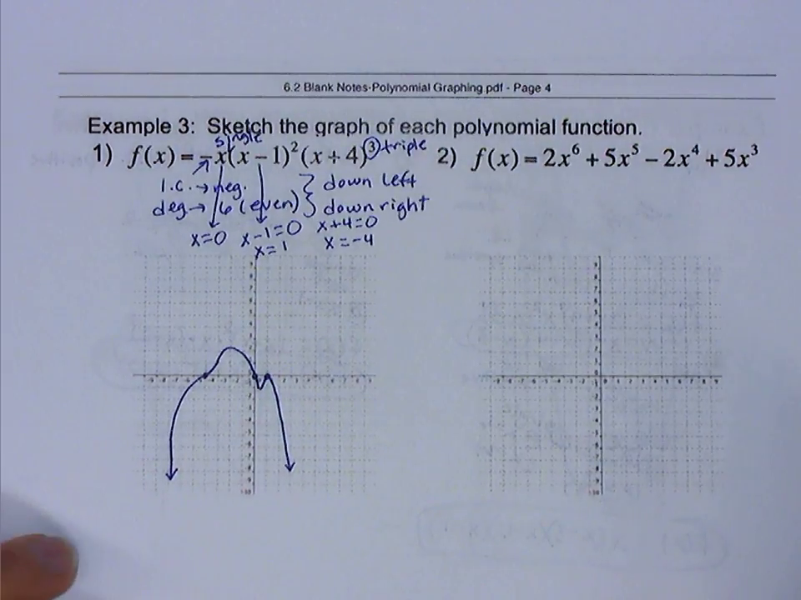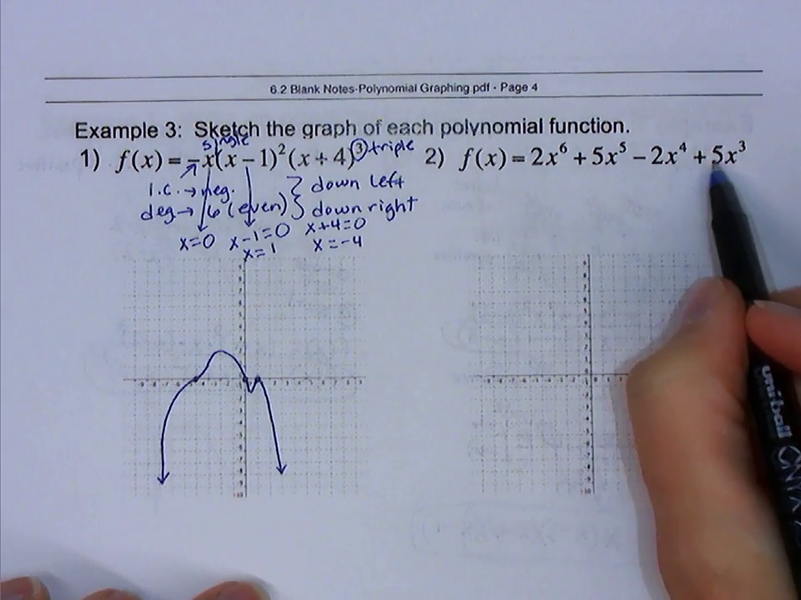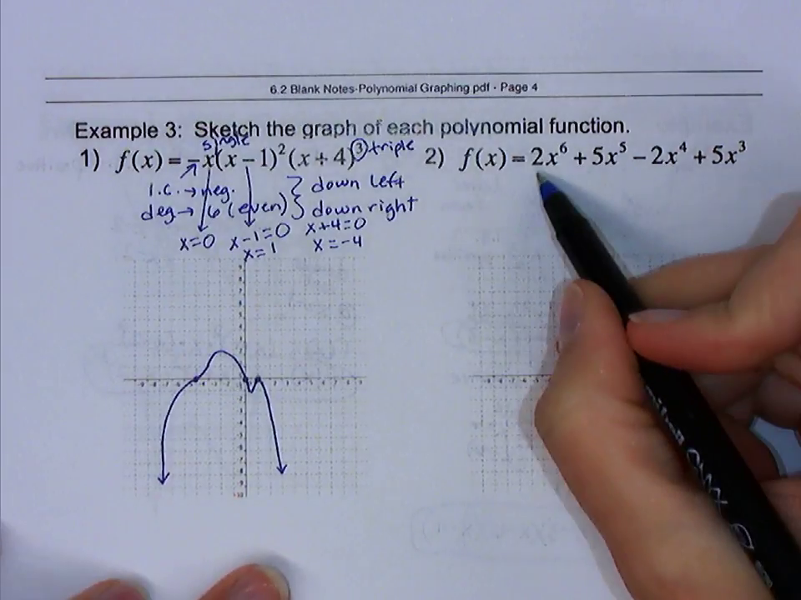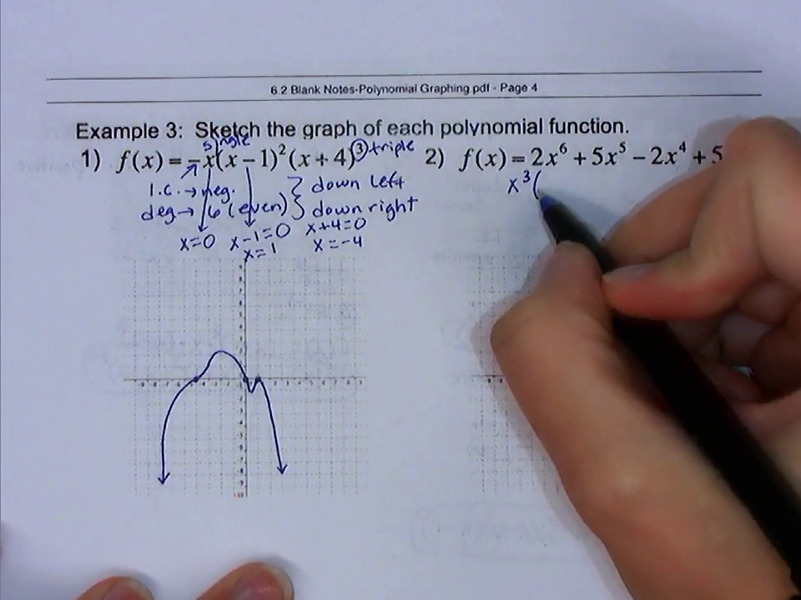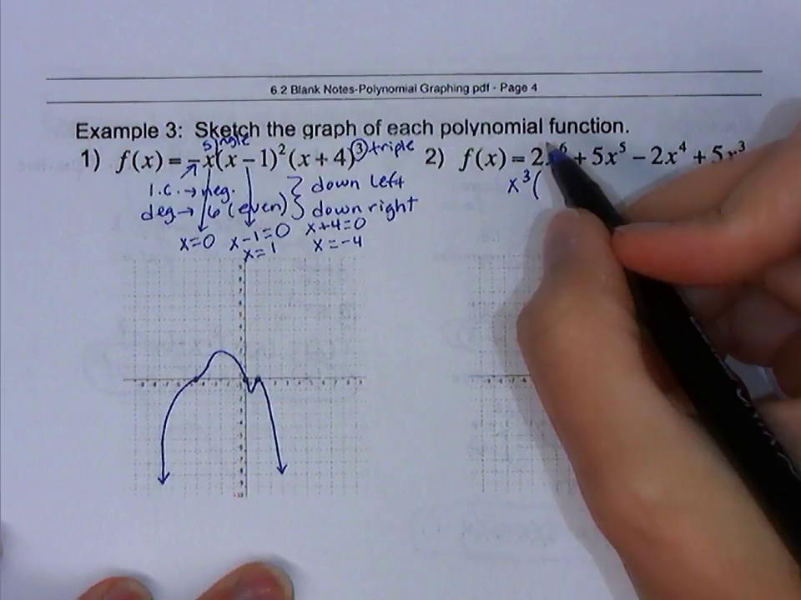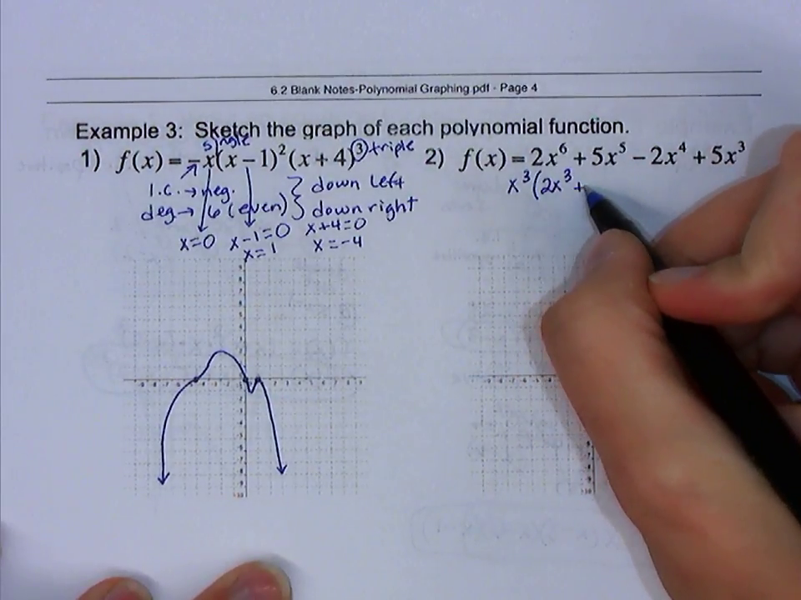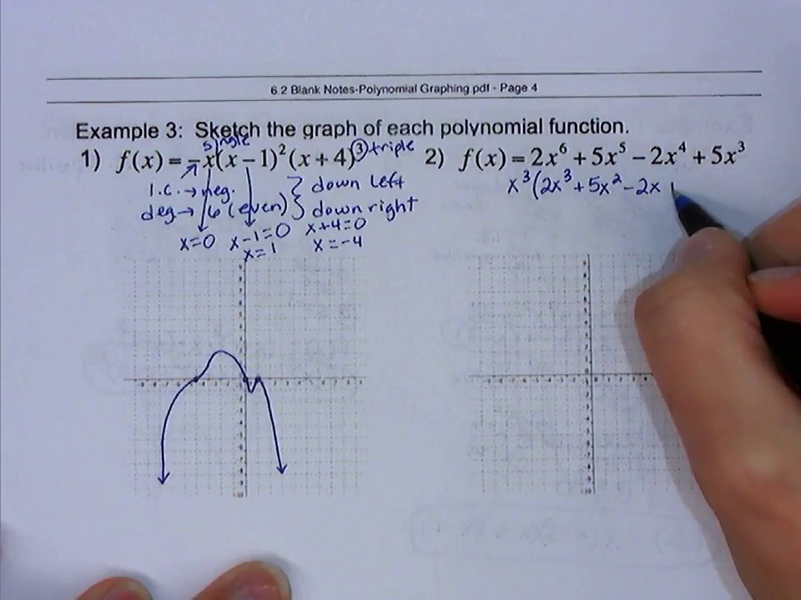Okay? The second one I did, it was not factored. So what you're going to do first is factor it if you can. So look for a greatest common factor. This one has an x cubed in common for all of the terms. So then I would have 2x cubed plus 5x squared minus 2x plus 5.